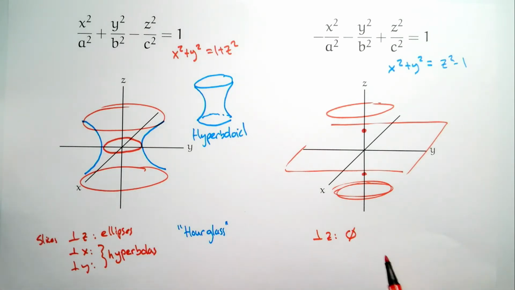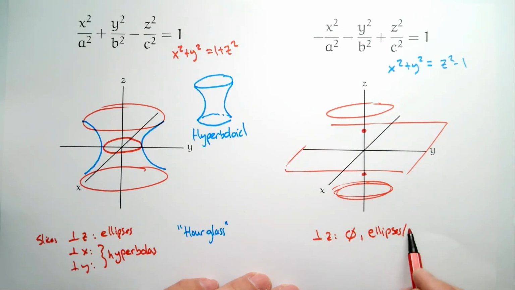Side note, not important. Okay, so either you see nothing or you're seeing these ellipses/circles. It just depends. So you have sort of this no man's land in the middle here. But then you see circles up high and you see circles down low.